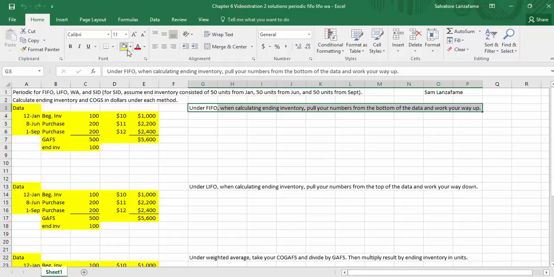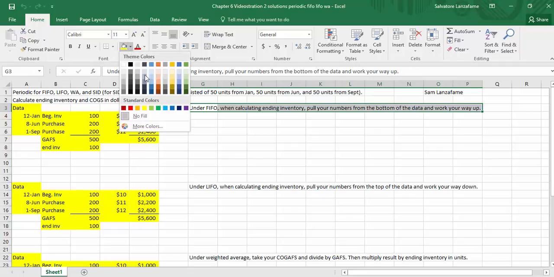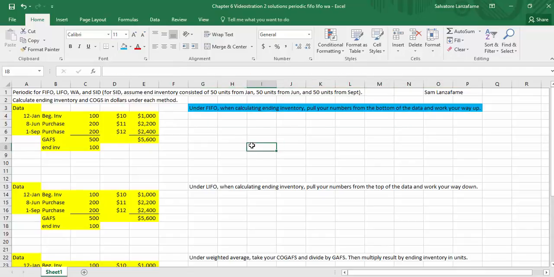That is true, but we're after what's left. So instead of looking at the ones that went out first, we're trying to figure out the ones that are left over. So the first ones in are the first ones out. That's true, but we're after the ones that are still left, the ones that we haven't sold yet. So our job is to put a value on the 100. And as the instructions say, when calculating ending inventory under FIFO, pull your numbers from the bottom of the data and then work your way up.